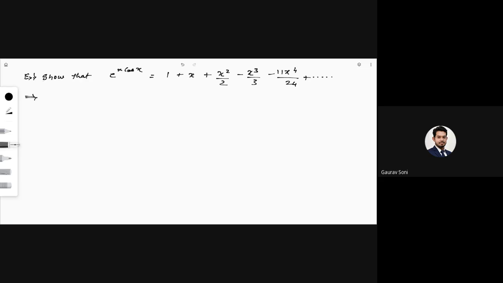Is anyone, how can we get the series for this? No idea. There is Pratik. Yes, sir. How can we get the series? I'm trying to figure out. Sir, maybe by taking logarithm on both sides. Can you simplify by taking log?